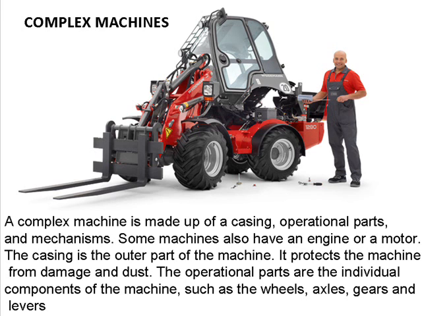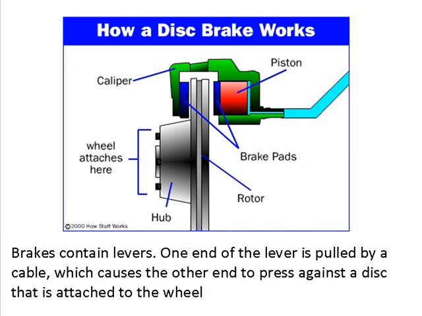The operational parts are the individual components of the machine, such as the wheels, axles, gears, and levers. Brakes contain levers. One end of the lever is pulled by a cable, which causes the other end to press against a disc that is attached to the wheel.